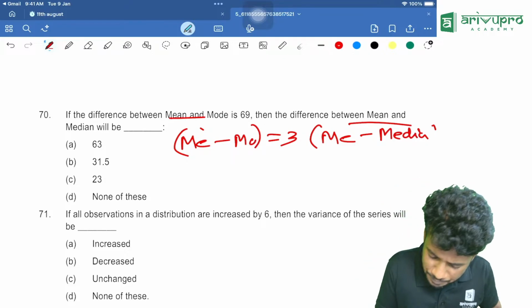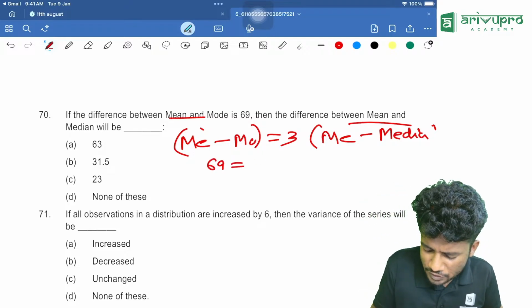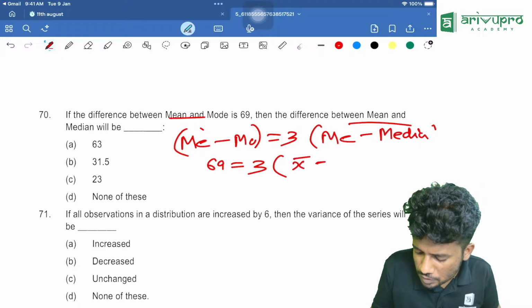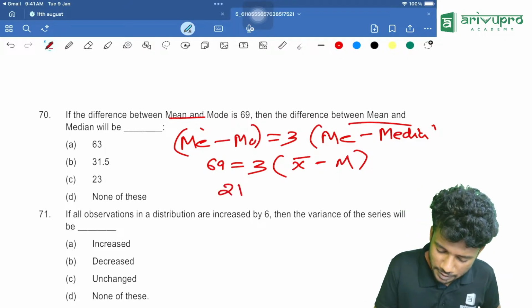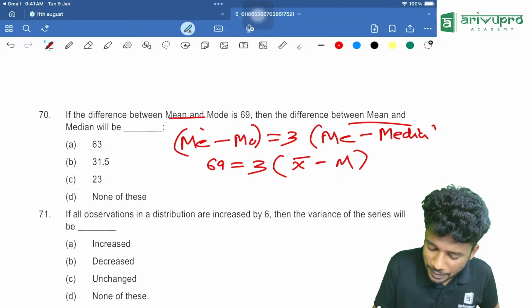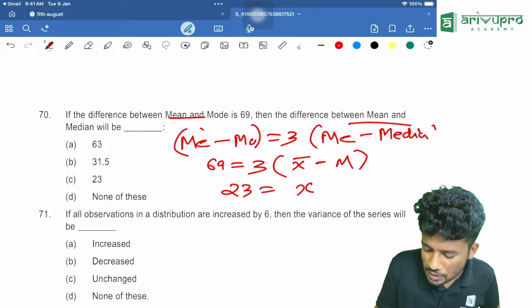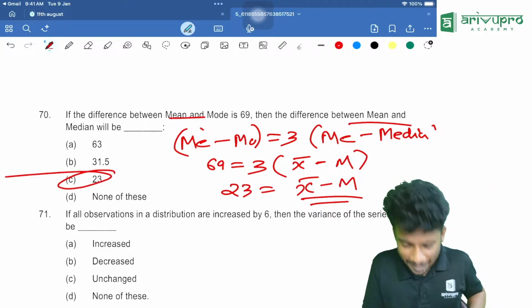Mean minus mode is given in the question. That is 69, which is equal to 3 into (mean minus median). I am writing this. Give me the answer. That is nothing but 69 divided by 3, that is 23, which is equal to mean minus median. Option C is your answer.